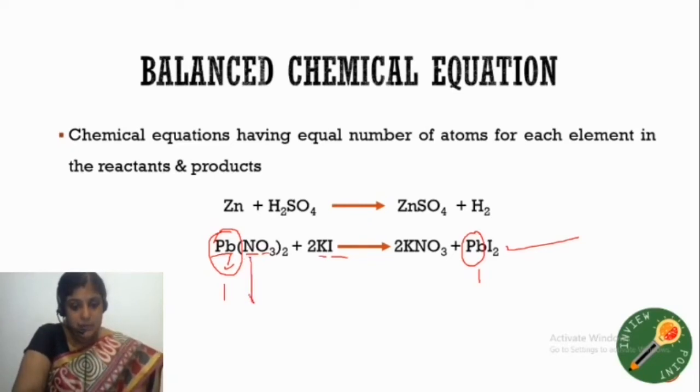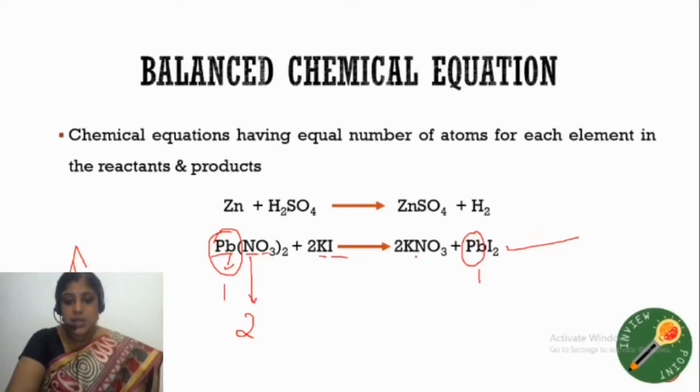Let's take another element, nitrogen. Here, nitrogen is present in which form? NO3 twice. NO3 is a molecule, and there are two NO3 molecules, so it is (NO3)2. Here it is 1, we don't write 1 as such. So the number of nitrogen atoms is how much? 1 into 2, that is 2. So there are 2 nitrogen atoms in the reactant side.